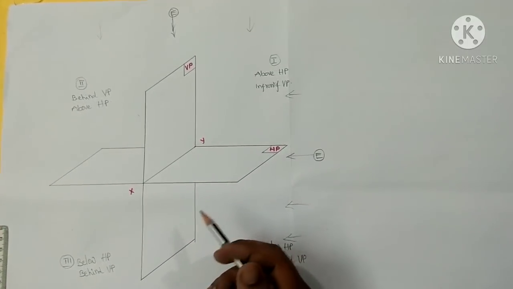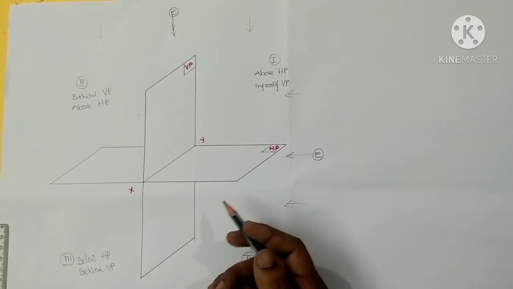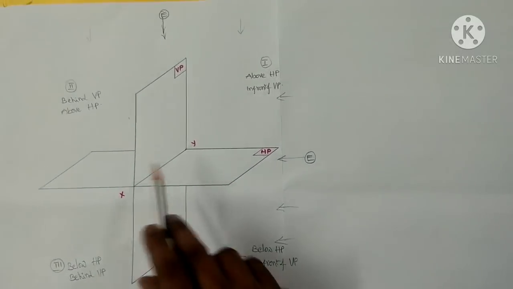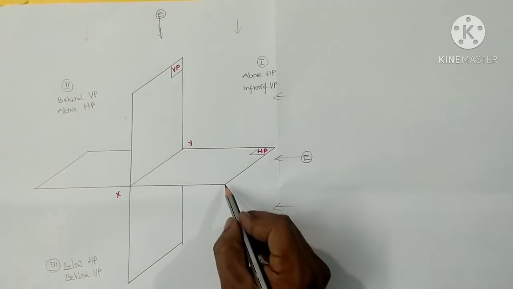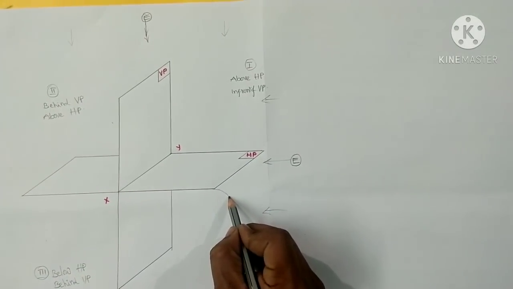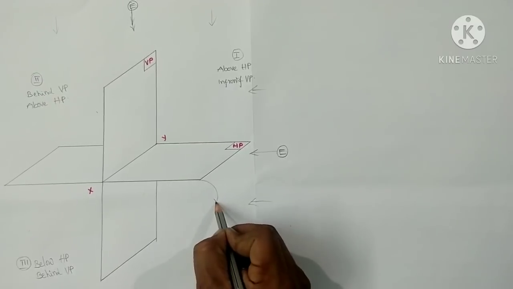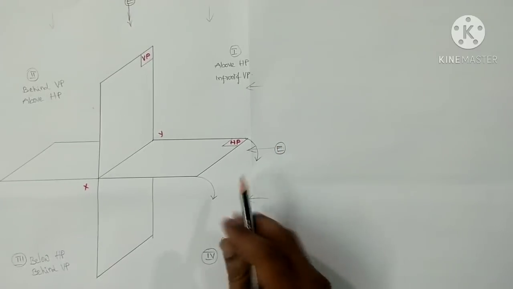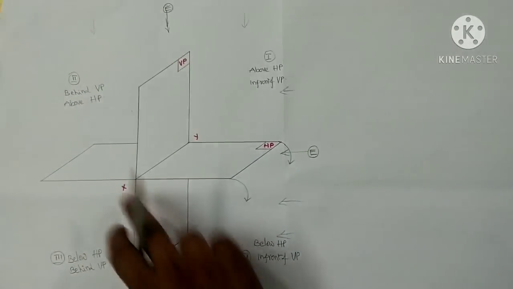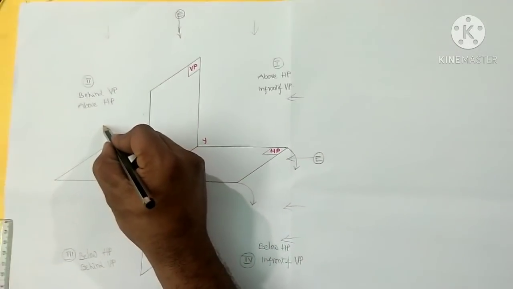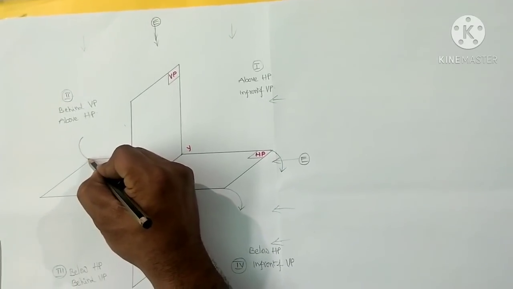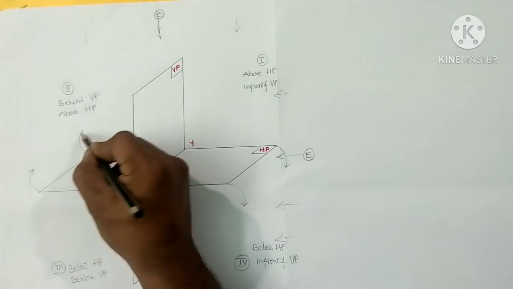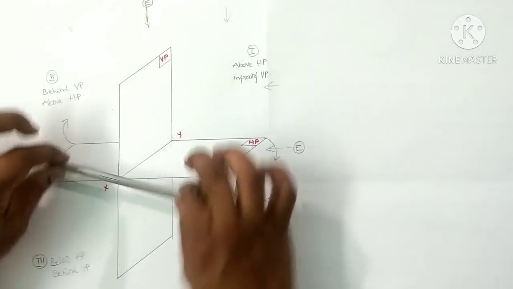So how can we convert this one? By rotating the horizontal plane in the clockwise direction to meet the vertical plane. So here we can rotate it in this direction. Rotate the horizontal plane in the clockwise direction. So we can rotate it in this way.